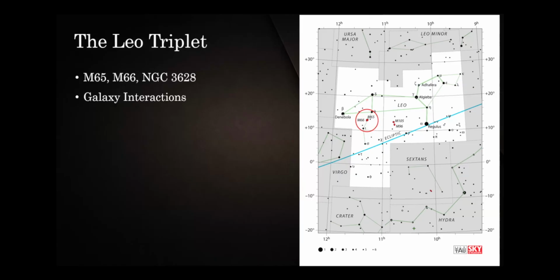Okay, so this is where the Leo triplet galaxies are. It consists of M65, M66, and NGC 3628, and these three are interacting galaxies.